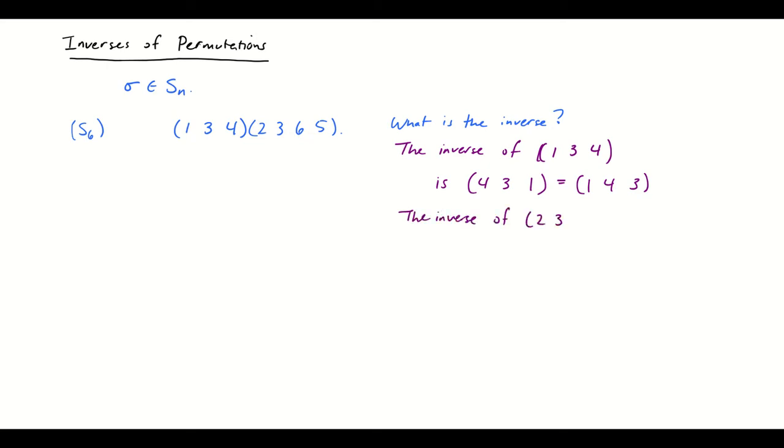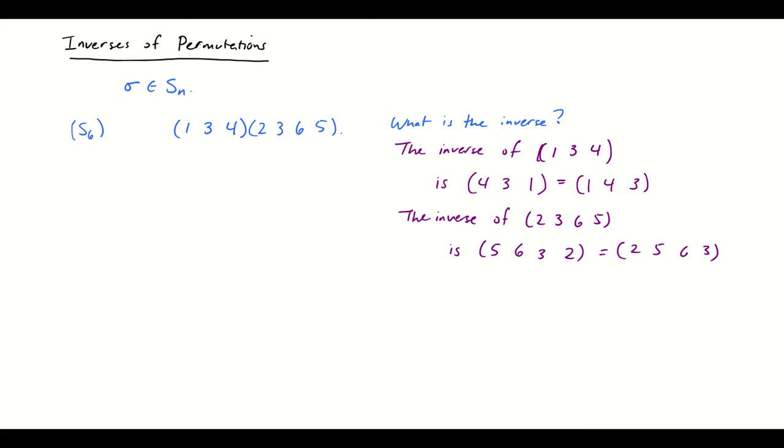of 2, 3, 6, 5 is, well, I can just reverse that. I can say 5, 6, 3, 2, which is the same as 2, 5, 6, 3. So just checking, the inverse will send 2 to 5, and the original cycle sent 5 to 2. So that makes sense. 5 goes to 6, up here 6 went to 5, and I can check what each of these elements does and see if it does the inverse of what happened here.